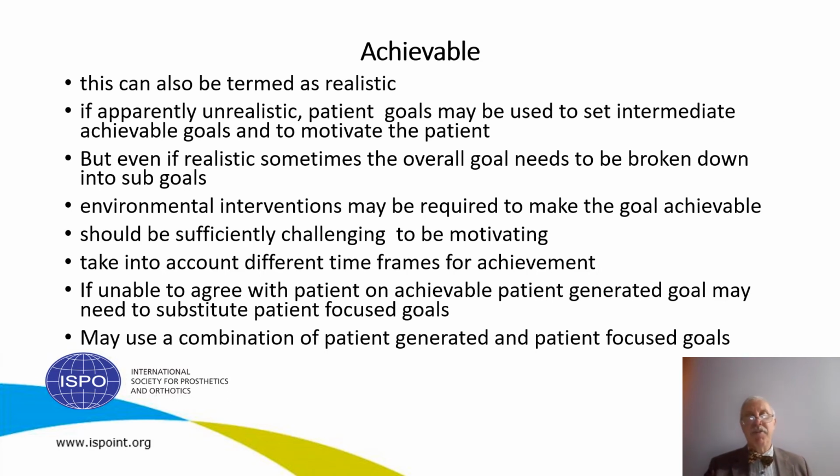If one is unable to agree with the patient on achievable patient-generated goals, one may need to substitute patient-focused goals. In other words, we look at what the patient can do and what they are generally aiming for, but we set the goals for them if we cannot, because of particularly cognitive deficits, agree on an achievable goal. Sometimes it may be appropriate to use a combination of patient-generated and patient-focused goals. But in all matters, not only the patient, but their carers and family should also be included.